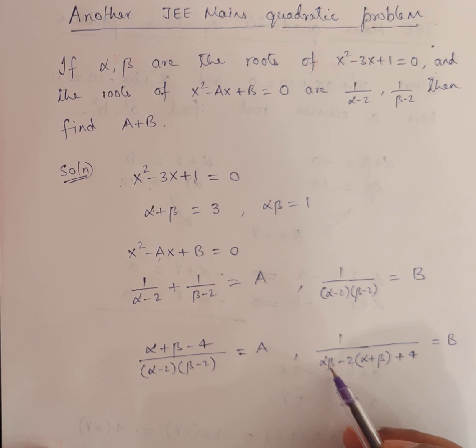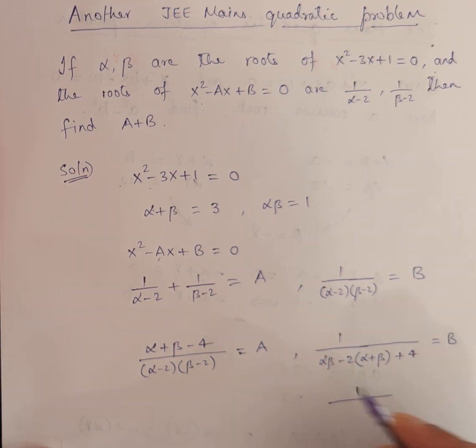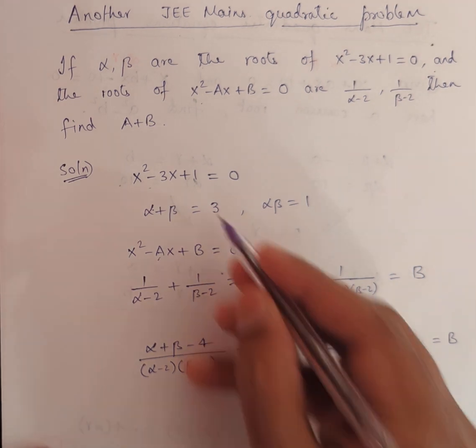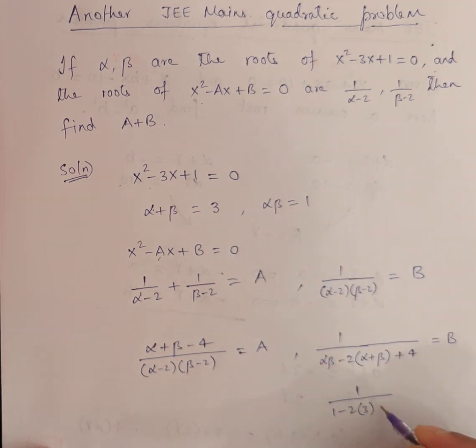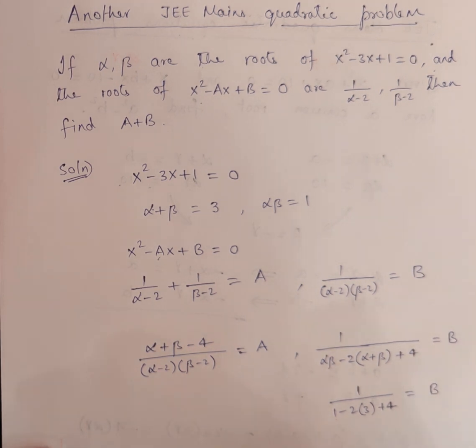So we can actually find b right away because of this. So what is b? 1 over alpha beta is 1, minus 2 times alpha plus beta, which is 3, plus 4. So this is going to be 1 over 5 minus 6. So that's negative 1. So b is equal to negative 1.